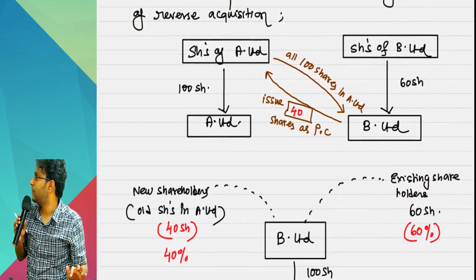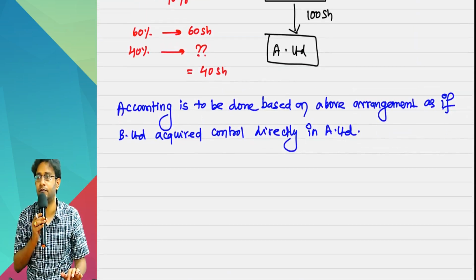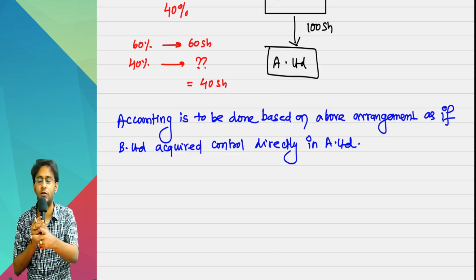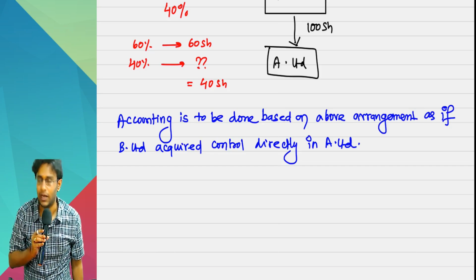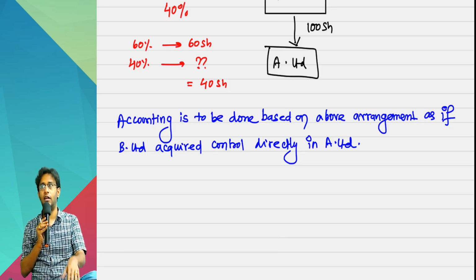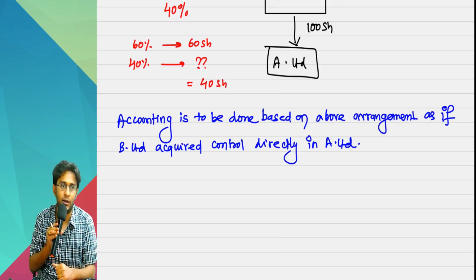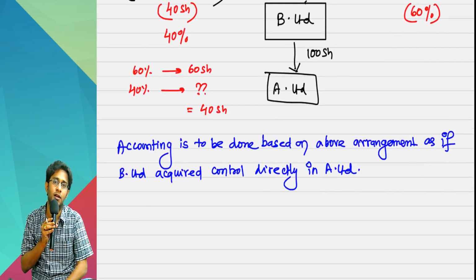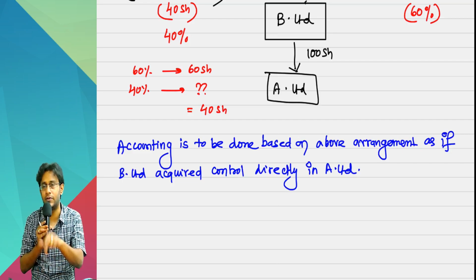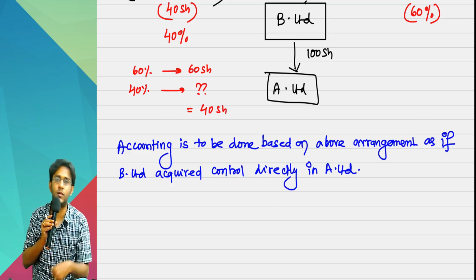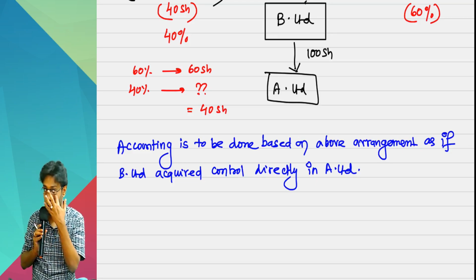Sir, all this is imagination only, no? Exactly. There's no doubt, pure imagination. The imagination is correct because this is a substance over form case. But legally, if I go, it looks like A obtained control over B because A is the parent, B is the subsidiary. But the people behind A Limited are B Limited's old shareholders. So legally it is not correct. So substantially, imaginary accounting you have to do. This is correct in substance. Substance over form, but this is correct.